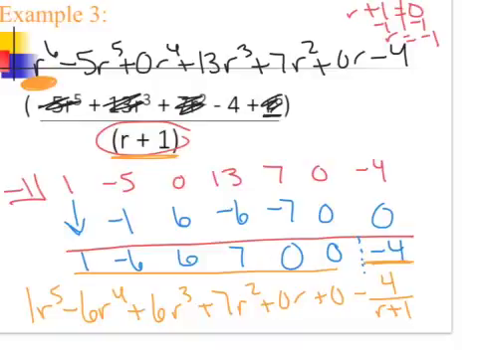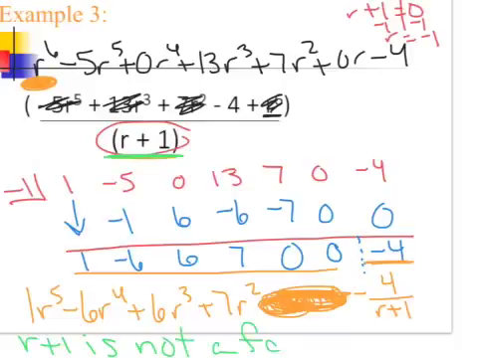Now notice we have this 0r and this 0, so we really don't even need to write that. So I'm just going to mark that out. So we have 1r to the 5th minus 6r to the 4th plus 6r cubed plus 7r squared minus 4 over r plus 1. So this one will say r plus 1, that's what we divided by. R plus 1 is not a factor because we had a remainder this time. So since we have a remainder, it's not a factor.